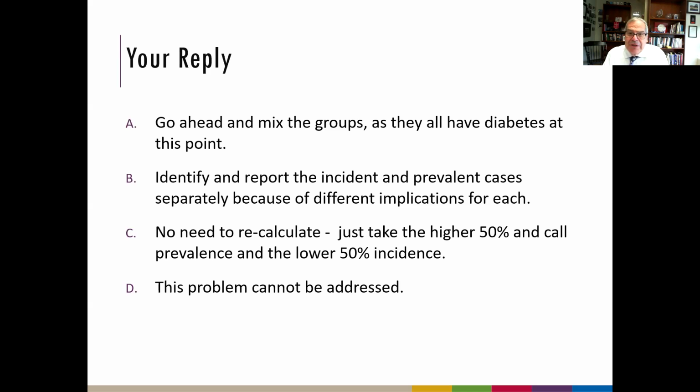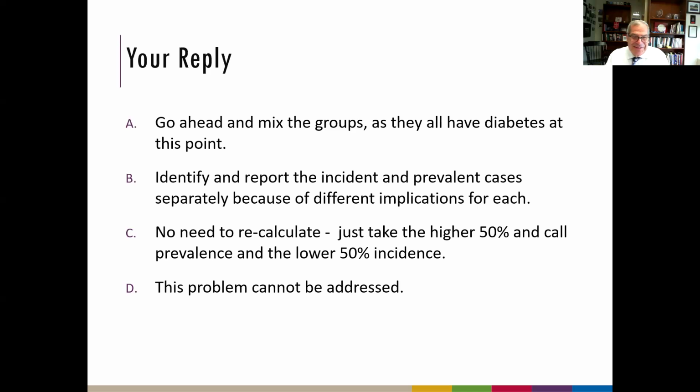And by just kind of putting them together, it gives you a misrepresentation. You don't know how many were incidence cases. You don't know how many were prevalent cases. You just don't know that type of information. Y'all are spot on, and I thank you very much for this. B is the right way to do it. You just basically report incidence and prevalence separately as you're able to determine, because the implications, as we've discussed, are so different for each of those.